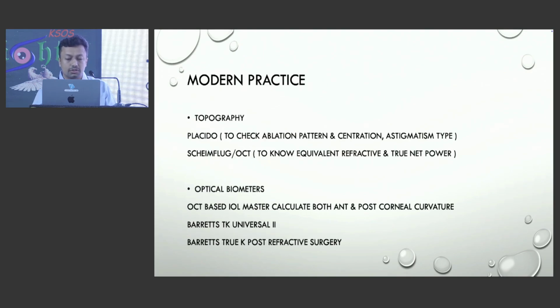Whereas in modern practice, you can try topography as well as optical biometry. In topography, there are two ways, like the Placido. It is basically to evaluate the astigmatism level and the ablation pattern, whether it's central or peripheral, and the other one is the Scheimpflug OCT, to know the equivalent refraction and the true net power. And in optical biometry, the OCT-based IOL Master calculation, both anterior and posterior corneal curvature is done. This is inbuilt with formulas like the Barrett True K post refractive surgery and the Barrett TK Universal 2. So this gives a precise value.